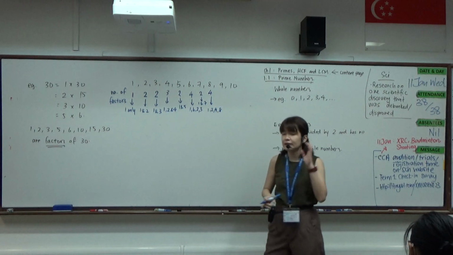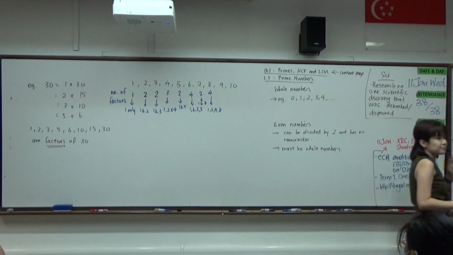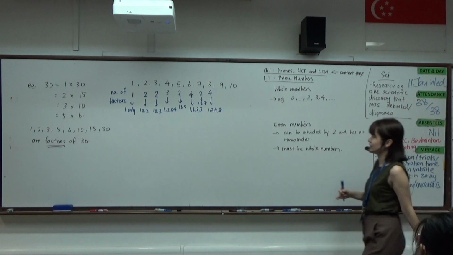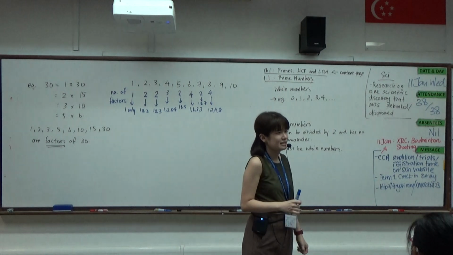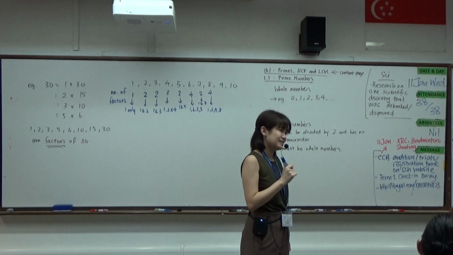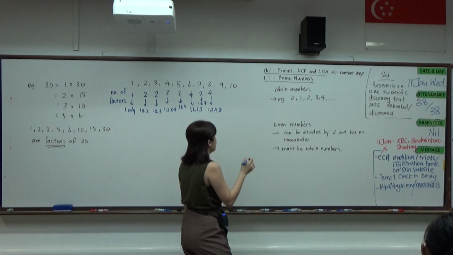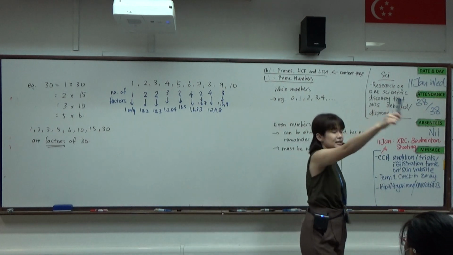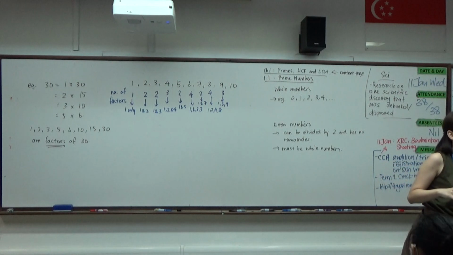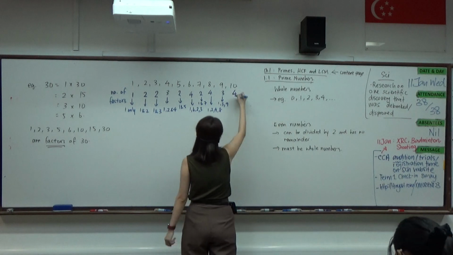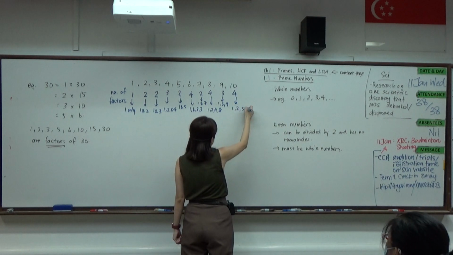What about 9? How many factors does 9 have? 2. What are they? 1 and 9, are you sure? 3. We got 1, 3, and 9, right? And then how many factors does 10 have? 4. So we have 4 factors for 10 and they are 1, 2, 5, and 10.